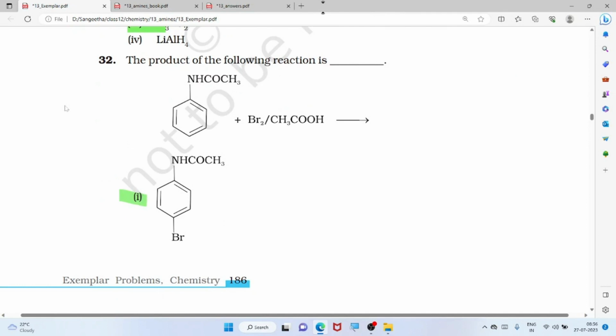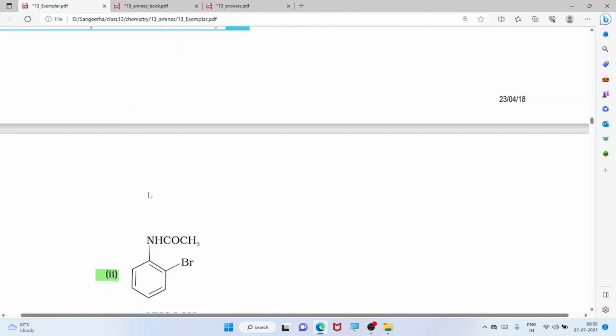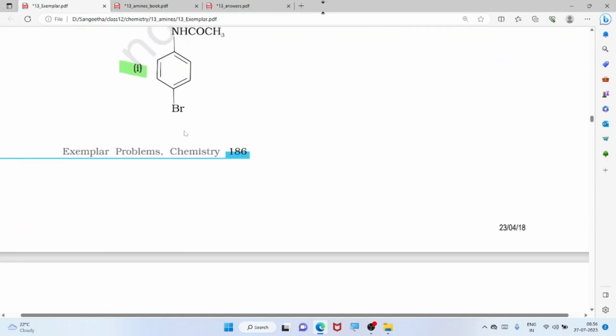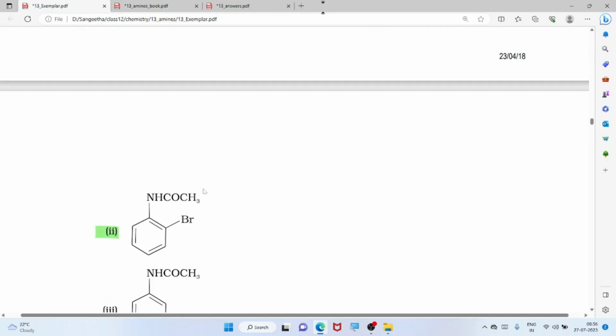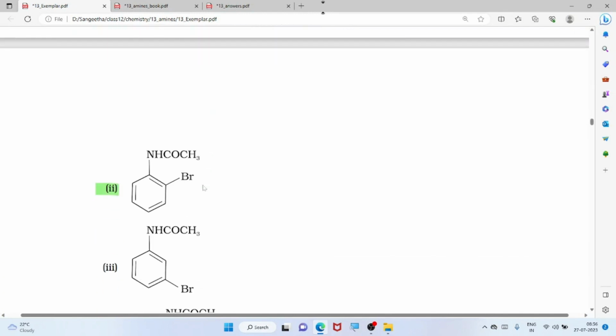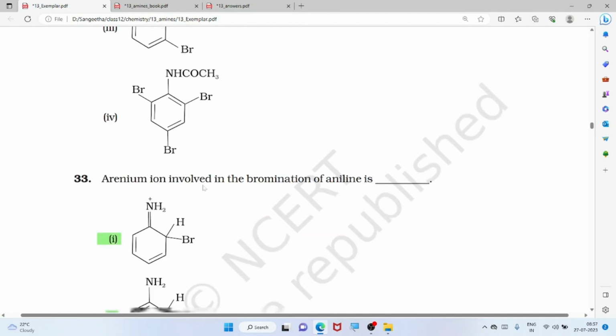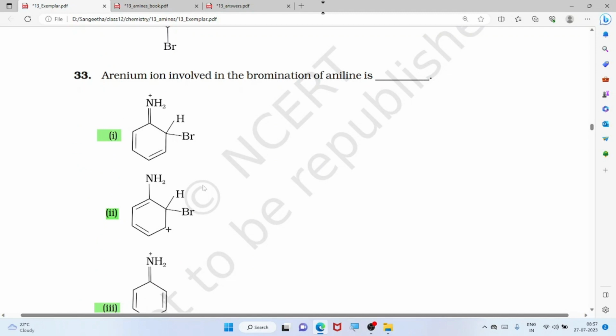The product of the following reaction. Okay, and this is a bromination. Bromine in the ortho and para positions. This is para, that is ortho and para positions. The arenium ion involved in the bromination of the aniline is, okay, these ones.